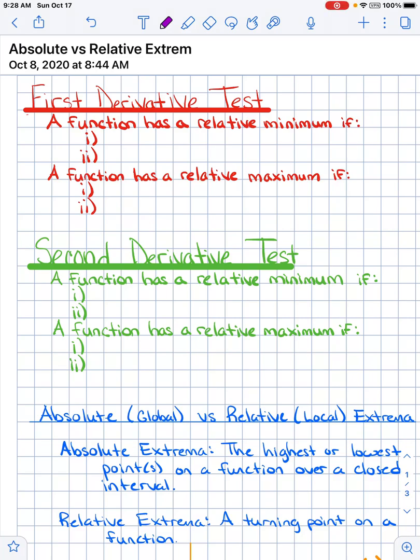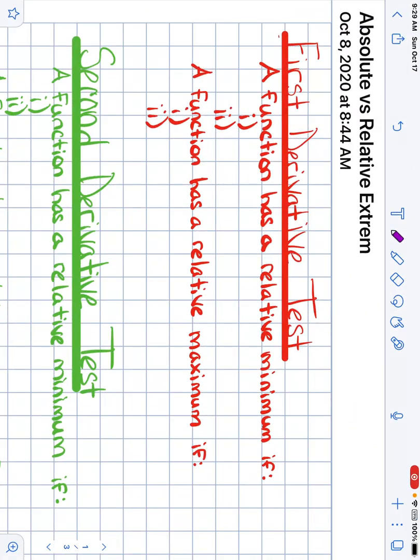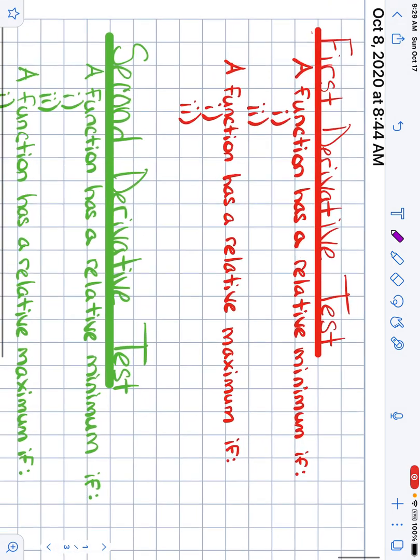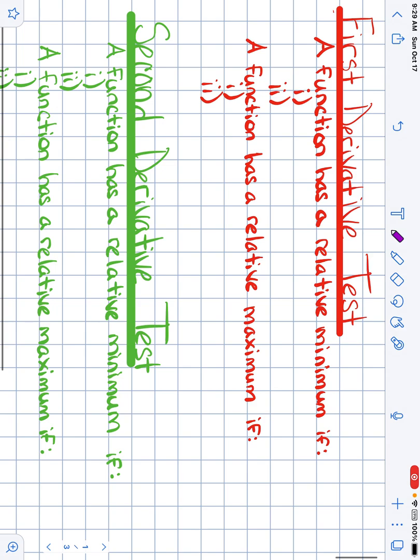This lesson is going to be on finding the absolute and relative extrema on a graph. Before I start talking about that, I'm actually going to turn my iPad so we can only see this part. I just want you to take a moment to review the important parts of the first and second derivative test.